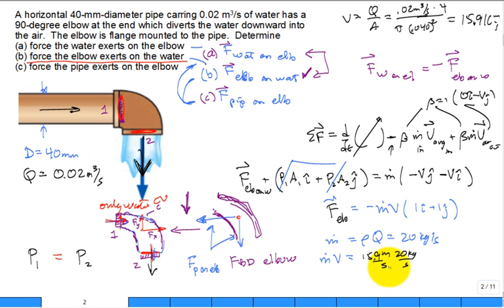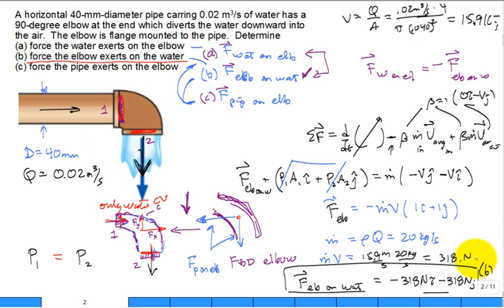kilograms per second. What's a kilogram meter per second squared? A Newton. And so you calculate that it's 318 newtons. So the force that the elbow exerts onto the water is equal to negative 318 newtons in the I and 318 newtons in the J. That's the answer for part B. But once we know that, what's the answer to part A? Negative of that answer. And then answer to part C. What's the pipe on the elbow? This is the same answer for A and C. True.